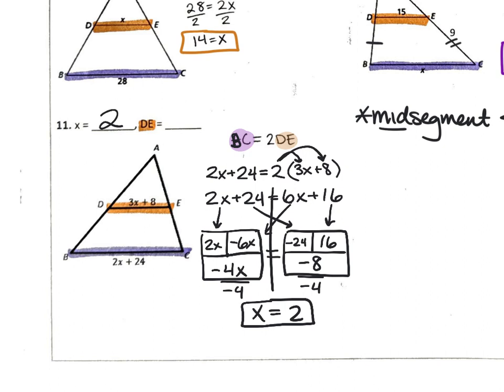To answer the second part, when I ask you for DE, we know that DE is equal to 3 times x plus 8. What do I put now in the place of x? 2. So we're just calculating 3 times 2 plus 8. 3 times 2 is 6. 6 plus 8, 14.